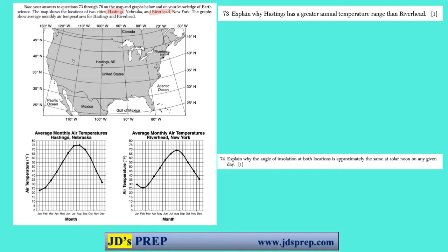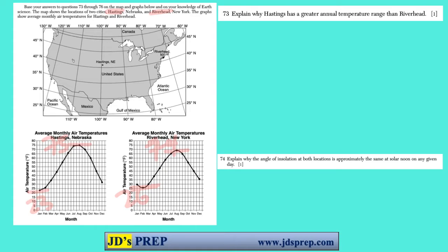Our first question is, explain why Hastings has a greater annual temperature range than Riverhead. If we look at these air temperature graphs, we can see that Hastings has a range of about 23 to 75, whereas Riverhead has a range more like 26 to 74. So it just has a smaller range of temperatures over the year.